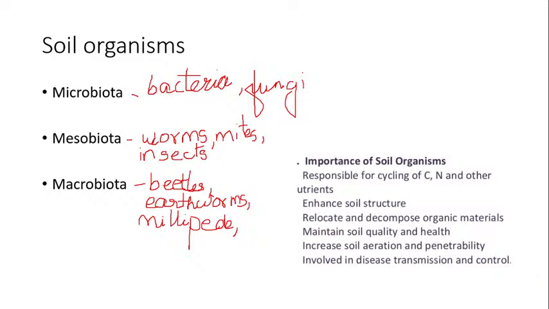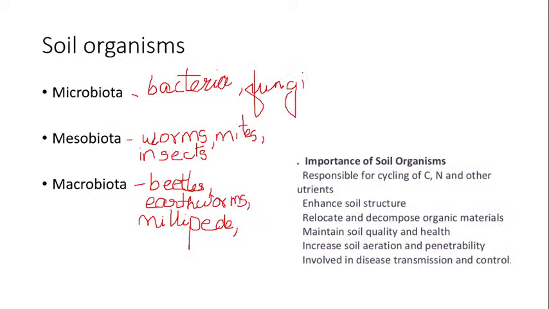So soil organisms are classified into three types: microbiota, very small, examples bacteria, fungi. Second, mesobiota, larger than microbiota, examples the nematode worms, mites, and insects. Macrobiota, larger organisms such as beetles, earthworms, millipedes, centipedes, then tailless amphibians, then rodents, etc. come under the soil organisms.